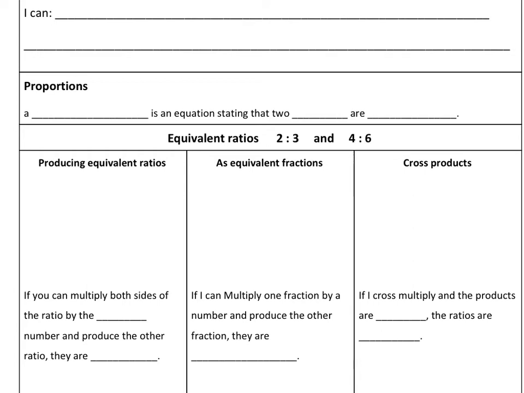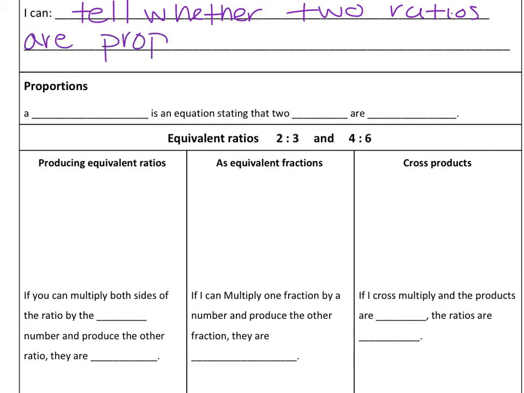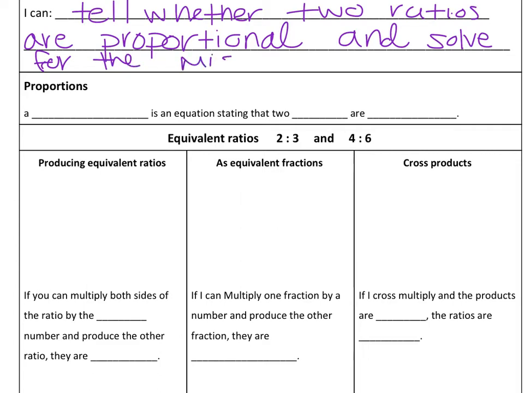So what we're doing right now with ratios is called proportions. By the end, we should be able to tell whether two ratios are proportional and solve for the missing part.